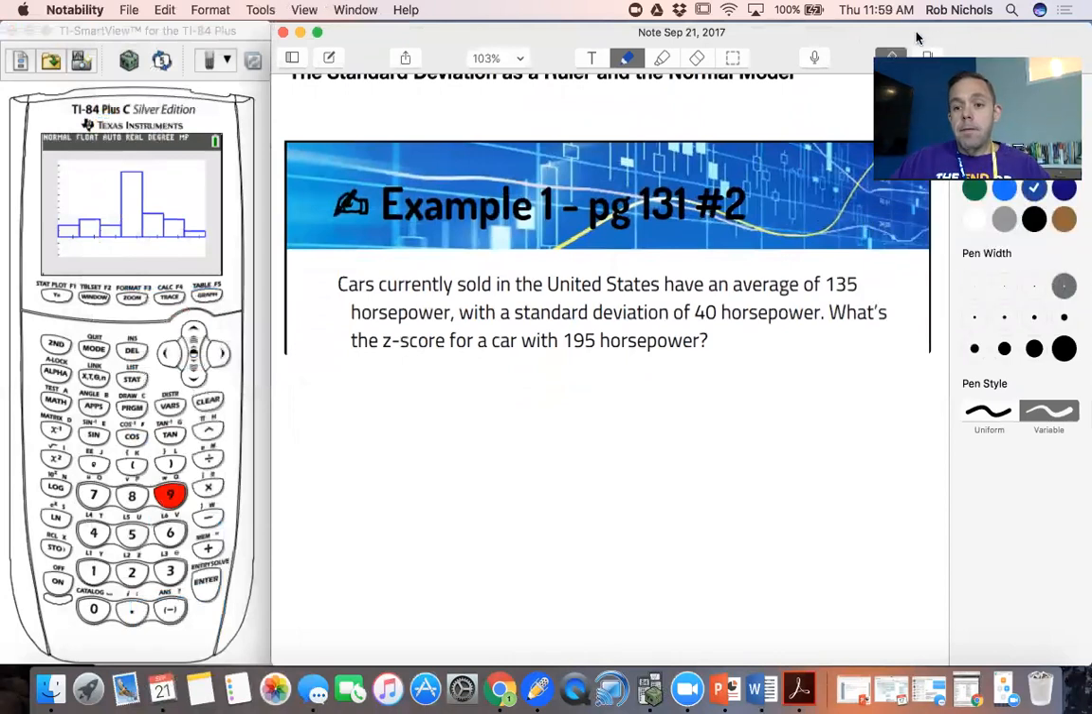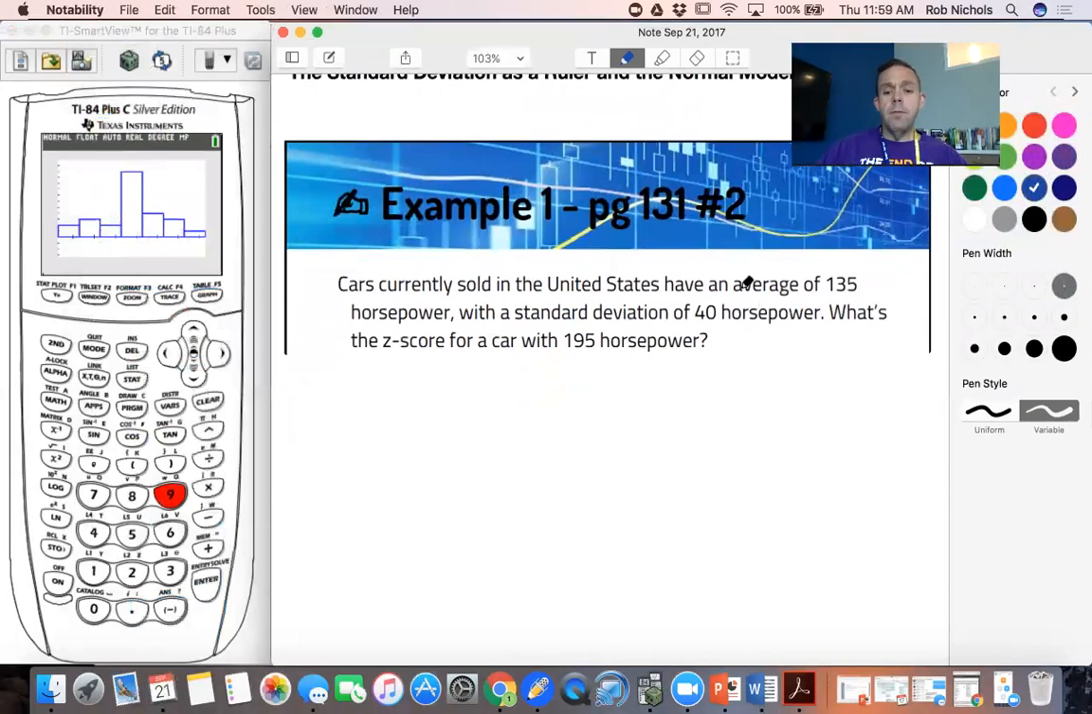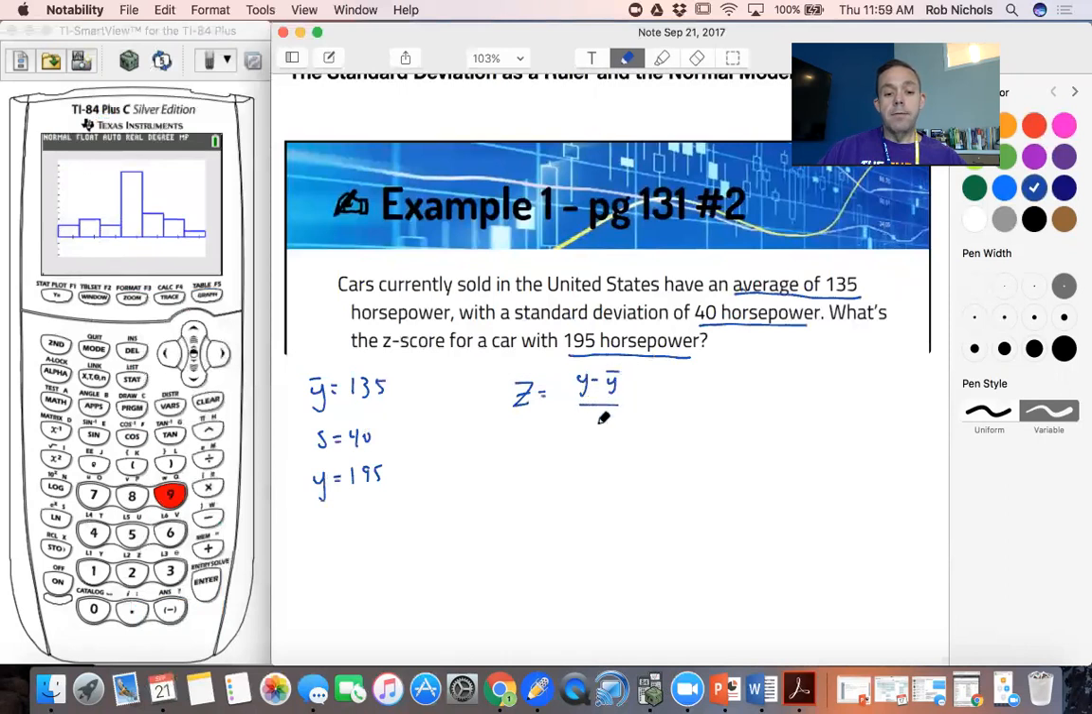Okay. So the first thing we notice is we have an average of 135 horsepower. So in my formula, that is y bar. With the standard deviation of 40, that's my s. And we want to calculate a z-score for a specific car with 195. So that's my y. So the formula is z equals y minus y bar over s.